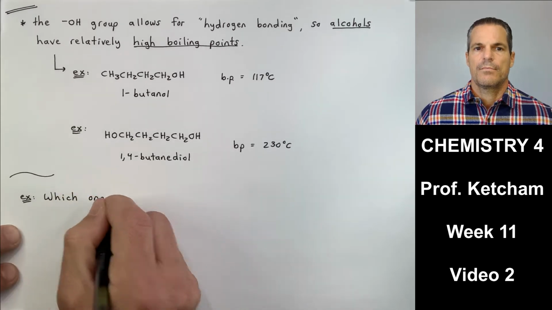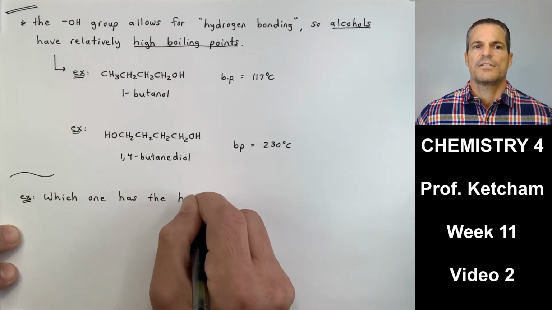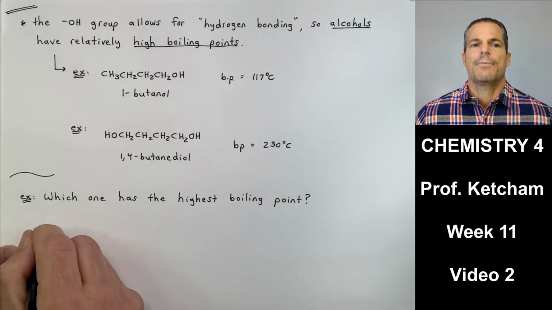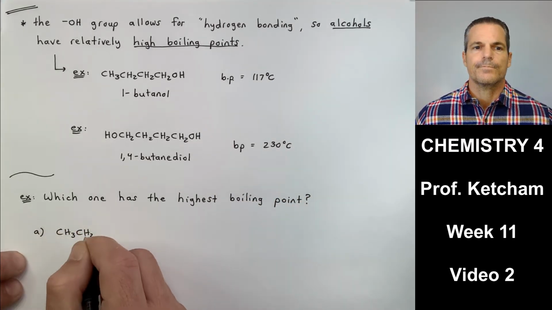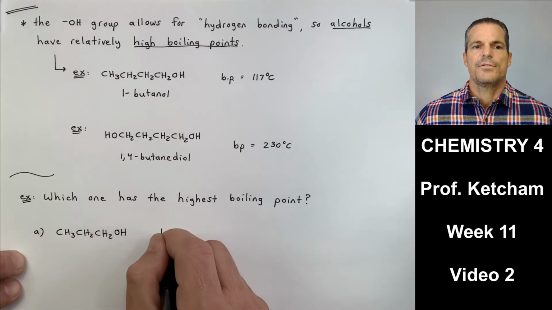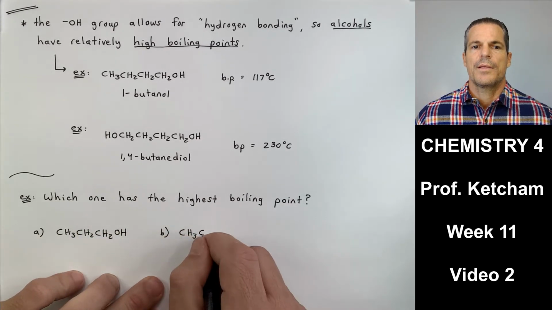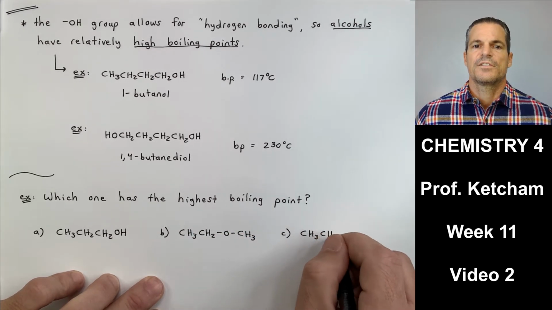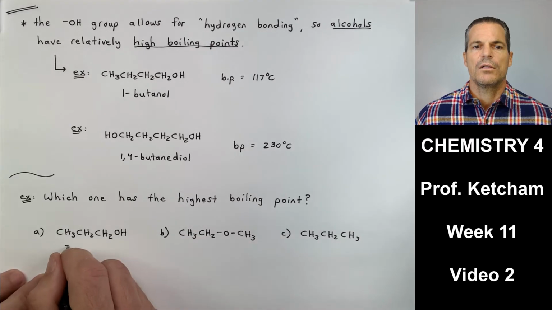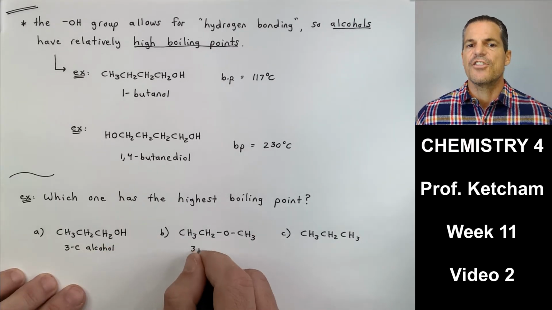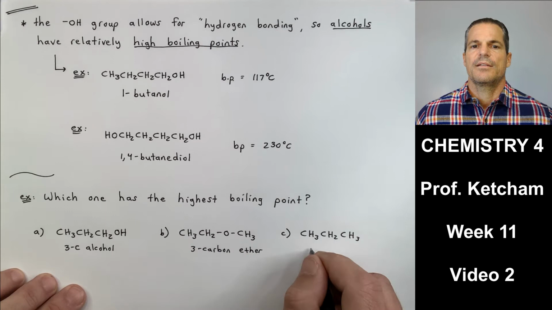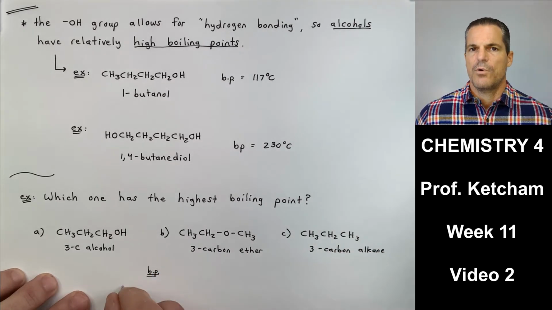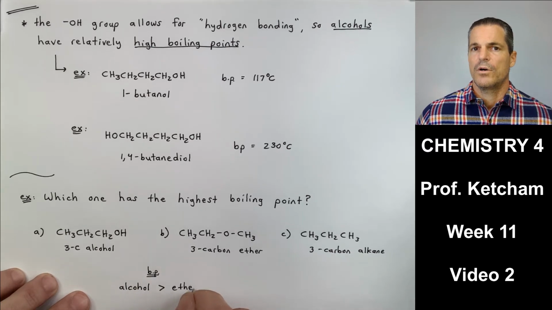1,4-butanediol, boiling point 230. Notice that's not 1,4-dibutanol. Careful. So let's do an example. Which one has the highest boiling point? A, CH3CH2CH2OH, or do I want to choose CH3CH2OCH3, or C? So I have an alcohol with 3 carbons, I have an ether with 3 carbons, and I have a 3-carbon alkane. So the alcohol is going to have the higher boiling point because it has a polar OH group.